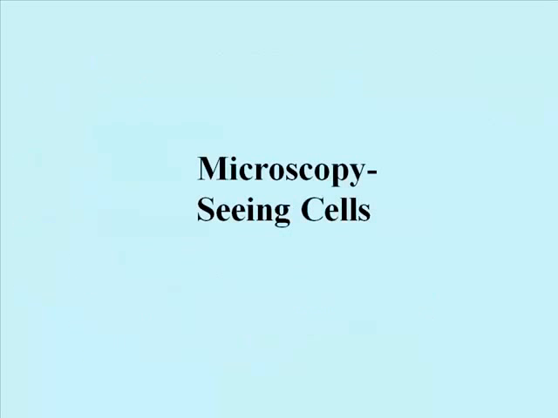Let's get an overview of several kinds of microscopy. In effect, different ways of seeing cells. The oldest way of magnifying cells is light microscopy, which includes traditional bright field, as well as phase and interference contrast microscopy, and fluorescence and confocal microscopy.